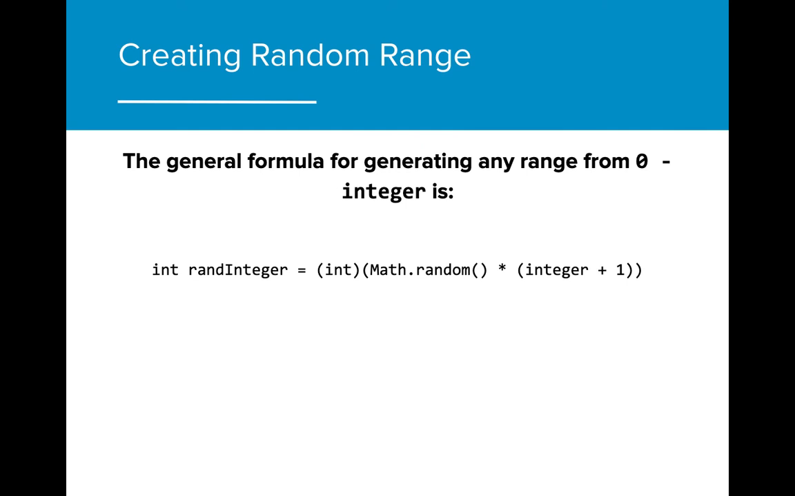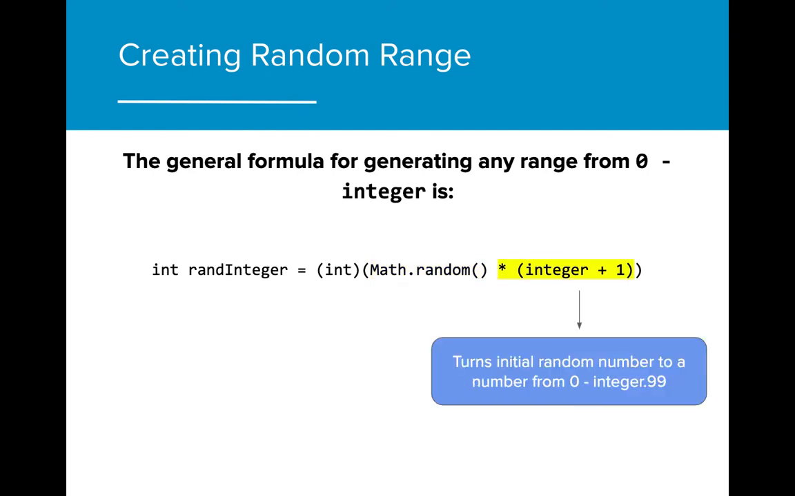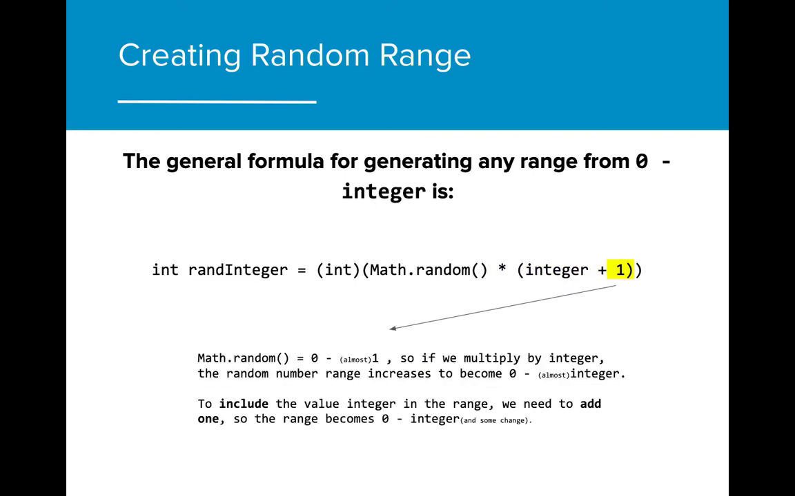While that only gives us numbers from 0 to 9, the general formula for getting a number from 0 to any range is (int)(Math.random() * (integer + 1)). Let's take a look at how this expression works. As we already noted, Math.random creates a random number from 0 to 0.999 repeating. When we multiply it by integer plus 1, it changes the range of the numbers produced to 0 to the integer 0.999 repeating.